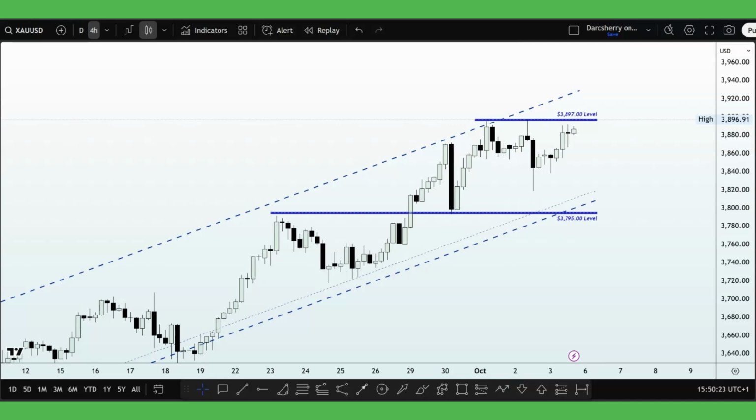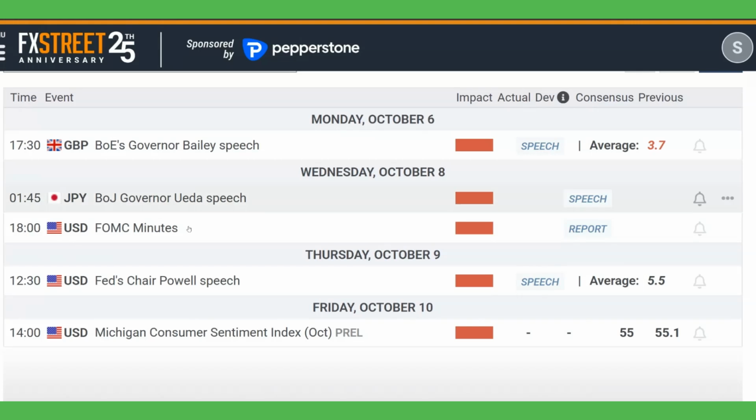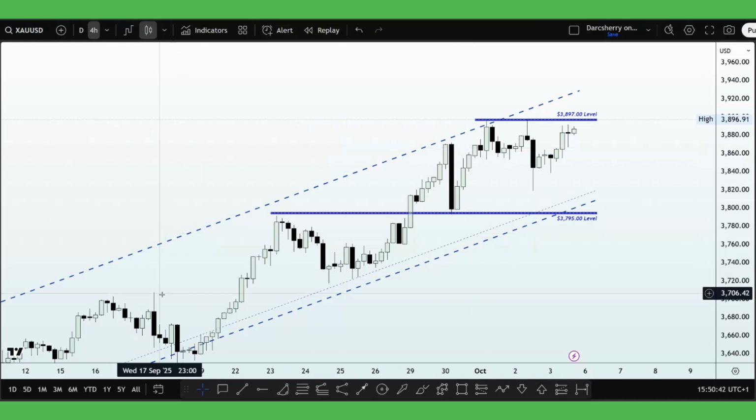So whether we break above or rotate lower will depend a lot on the Fed in the coming week, with the FOMC minutes on Wednesday, the Fed chairman's speech on Thursday, and of course, we also have the consumer sentiment index on Friday, right? So for me, I will be watching how price reacts around this range. As long as gold stays inside this ascending channel, buyers still have the advantage.